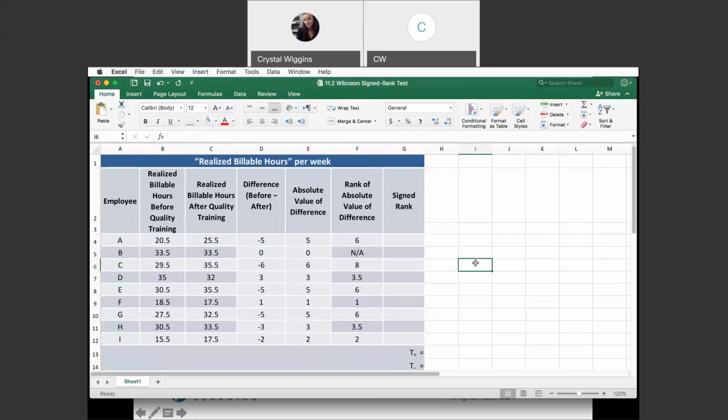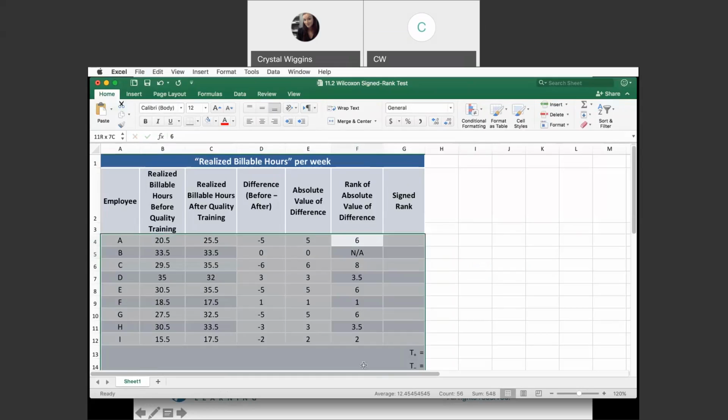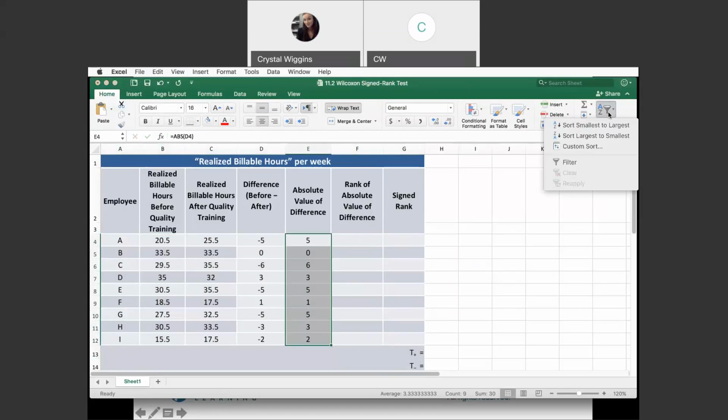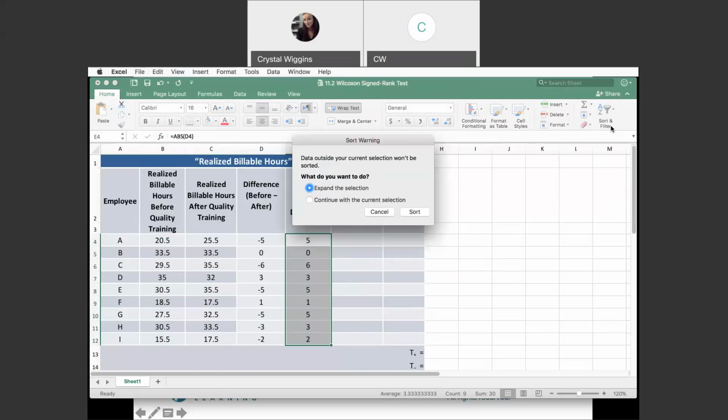Hopefully that made sense. Another way that we could do this: let's take those out and order these rows based on the absolute value differences. If I go to A to Z after I've highlighted them and click smallest to largest, it's going to ask me to expand the section. You definitely want to do that because you want the ranking to correlate to the employee. So it's essentially going to move the whole row and not just the value. So we're going to sort.